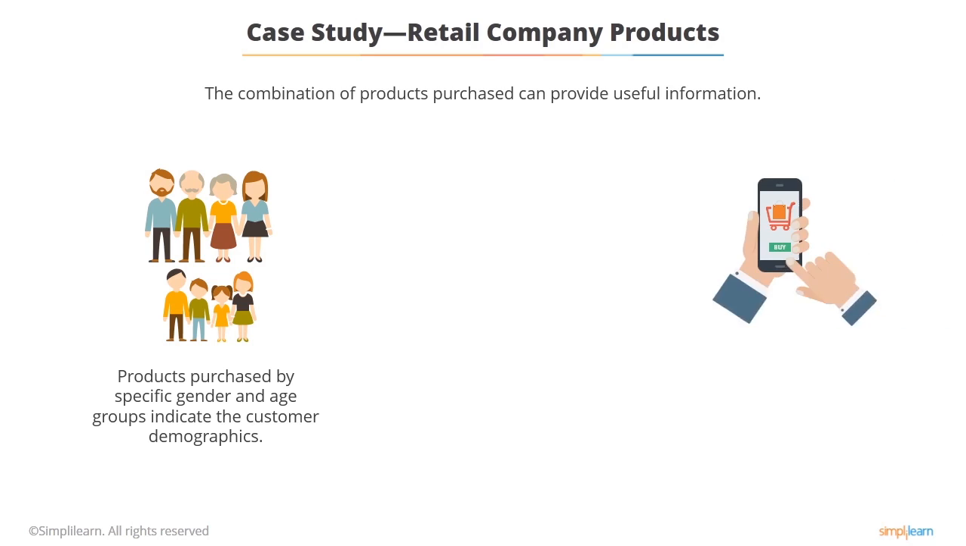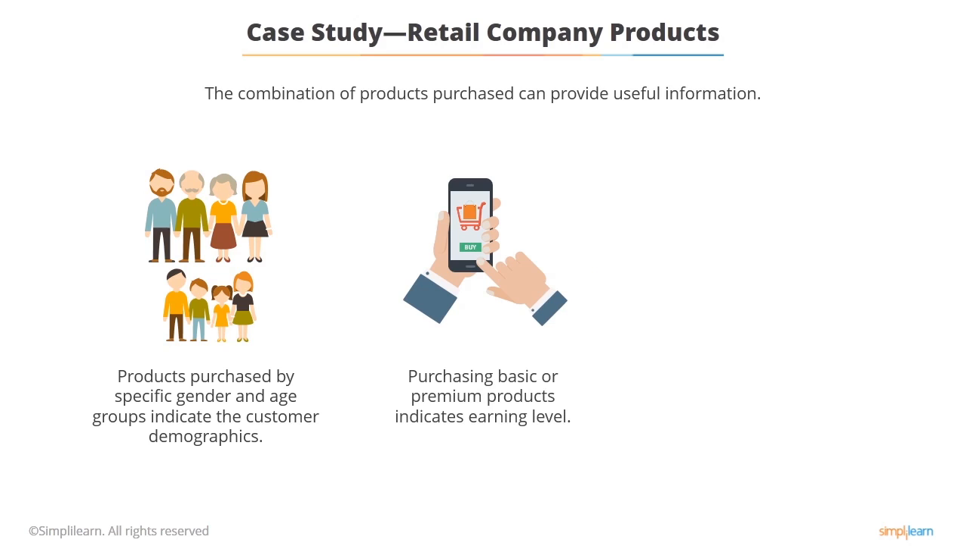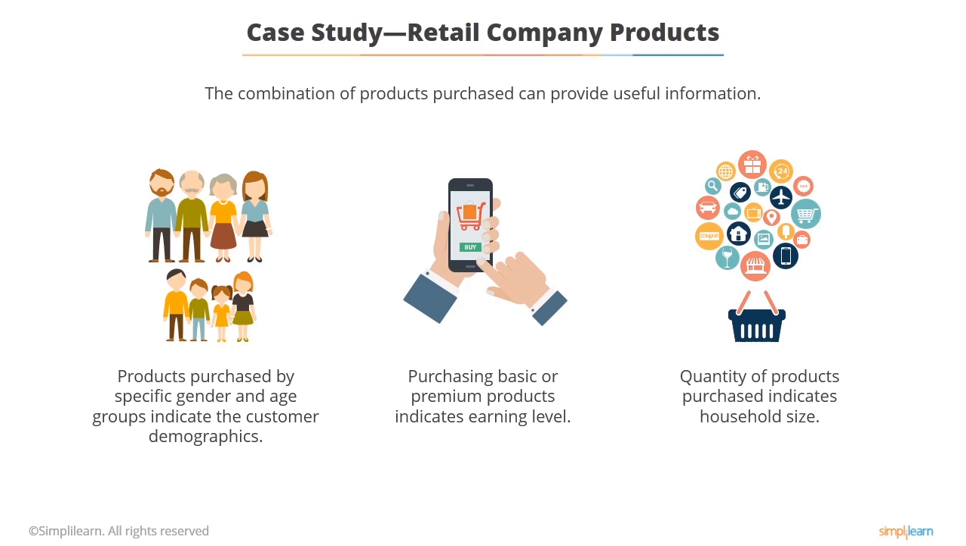And also the basic or premium products. Which one do people go for? Do they pay a bit more for top rate food or something? That should indicate something about their demographic in terms of earning level. And maybe the quantity, you can get some idea of how many people are in the household, and maybe what type mix you got, whether it's young children or they're all adults.